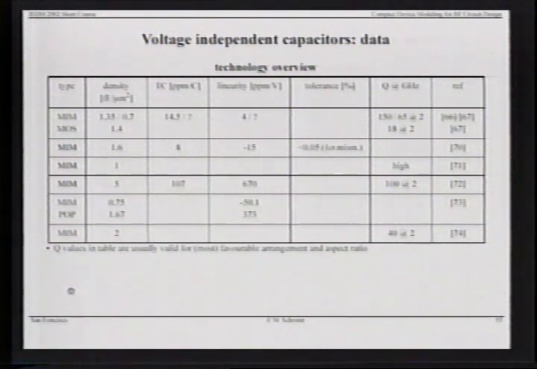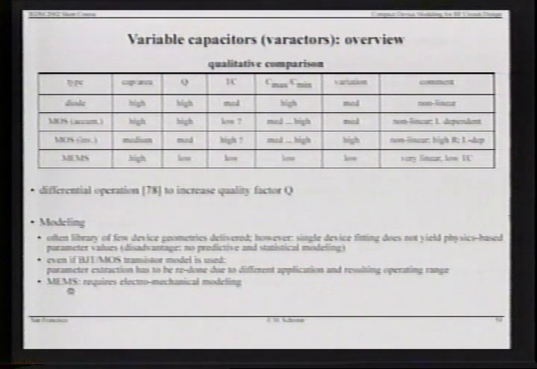And this one gives you an overview on the numbers from various technology, various papers here as references, just to get an idea what the typical density in femtofarad per micrometer is, etc., for the various capacitance structure. You can go through it when you have time. And so we can move on to the voltage-dependent capacitors, also called Varactors.